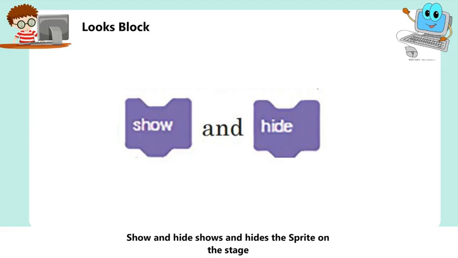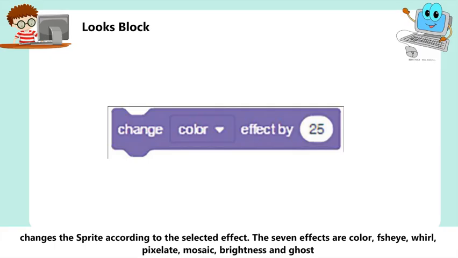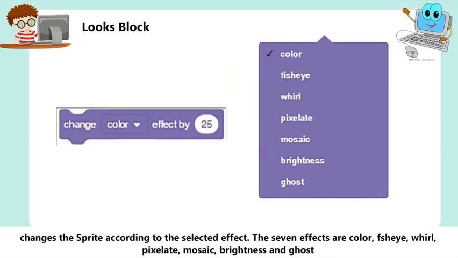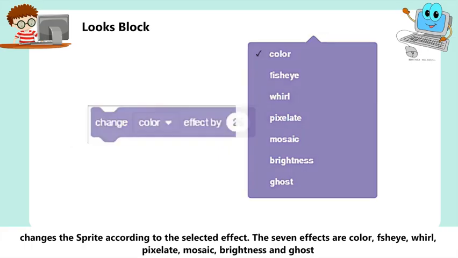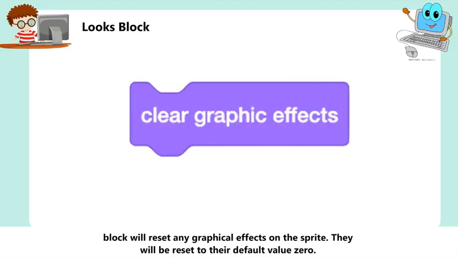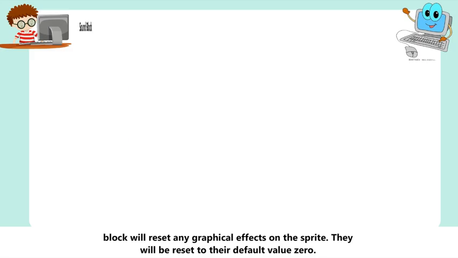Show and hide shows and hides the sprite on the stage. Change color effect by 25 changes the sprite according to the selected effect. The 7 effects are color, fisheye, whirl, pixelate, mosaic, brightness and ghost. Clear graphic effects block will reset any graphical effects on the sprite. They will be reset to their default value 0.